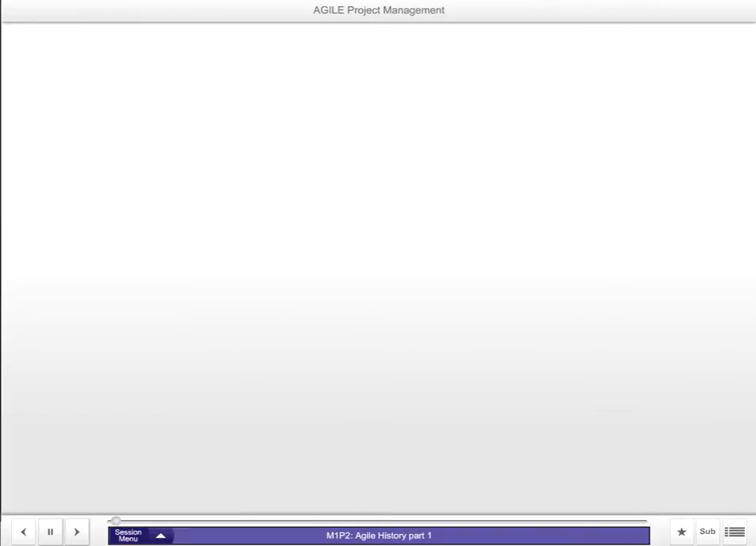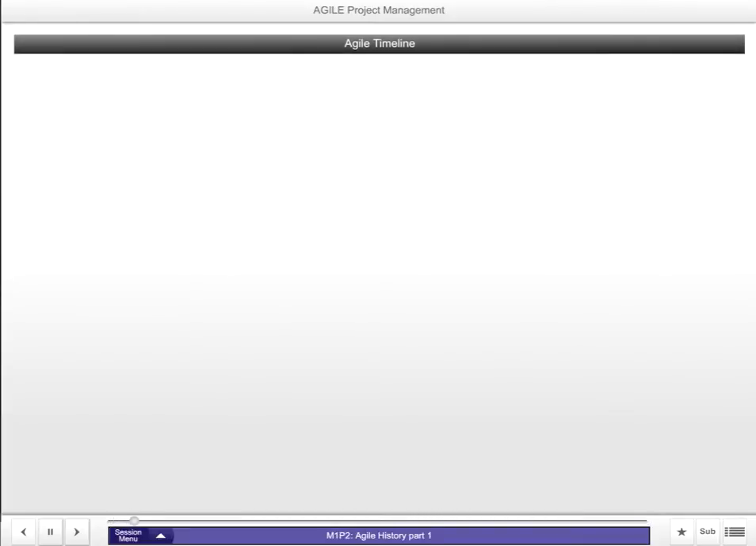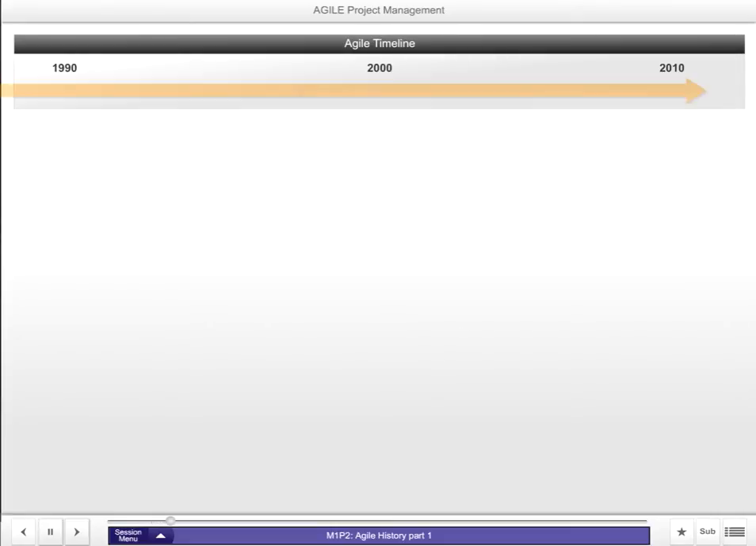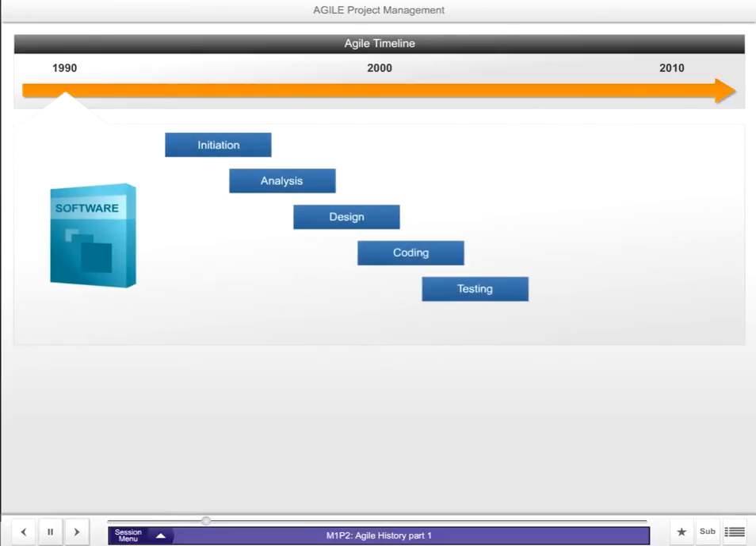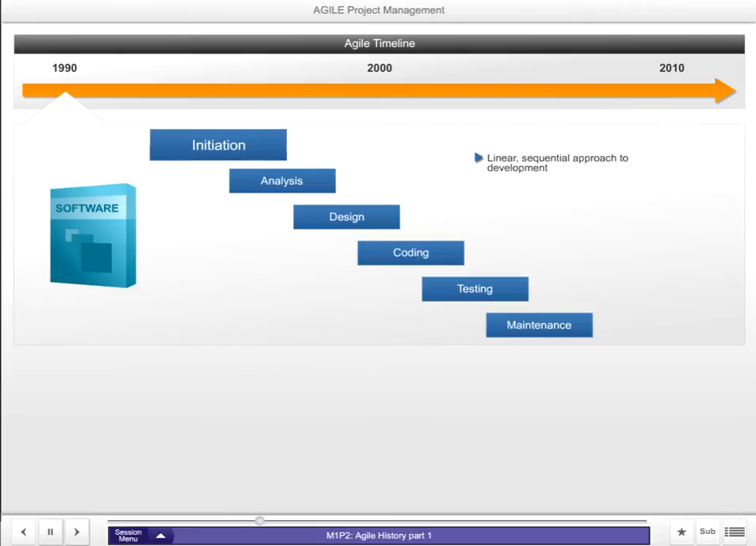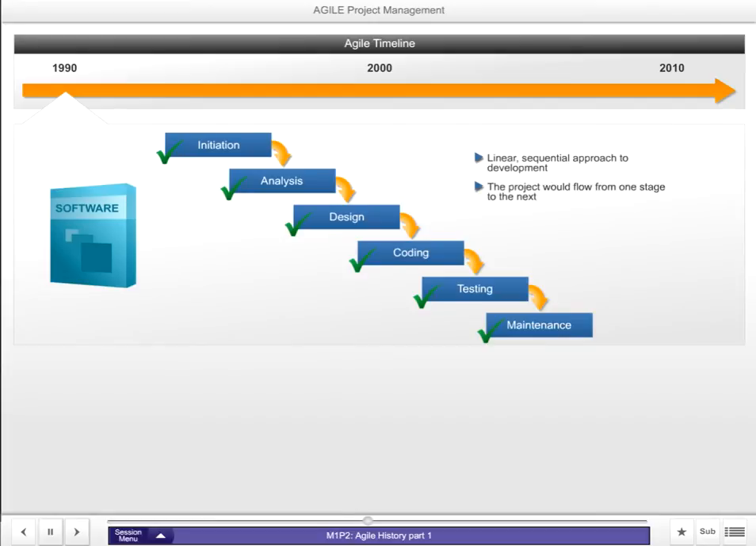To understand the full history and background to Agile PM, you have to go all the way back to the early 1990s. At that time, most software development projects followed the so-called waterfall approach. This is a linear or sequential approach to development, where the project is broken down into several distinct stages. For example, initiation, analysis, design, coding, testing, and maintenance. The idea was that the project would flow from one stage to the next, a bit like a waterfall, with each stage having to be completed and signed off before the next stage could begin.